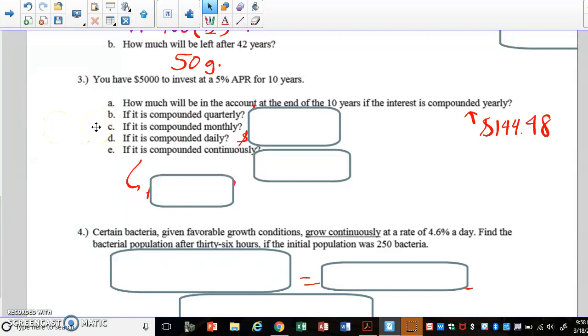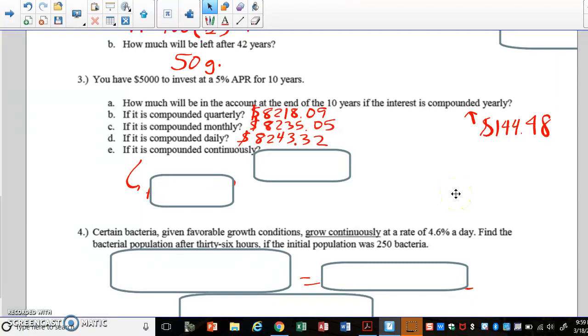Okay, now for the rest of these, the only thing that's going to change is n. So you're going to change whatever 0.05 is divided by, and then whatever your power, your exponent, is as well. So quarterly, you're going to be dividing by 4 and raising it to the 4 times 10. Monthly, you would be dividing by 12 and raising to the 12 times 10. Daily, dividing by 365, raising to the 365 times 10. So here are all of those answers as well.